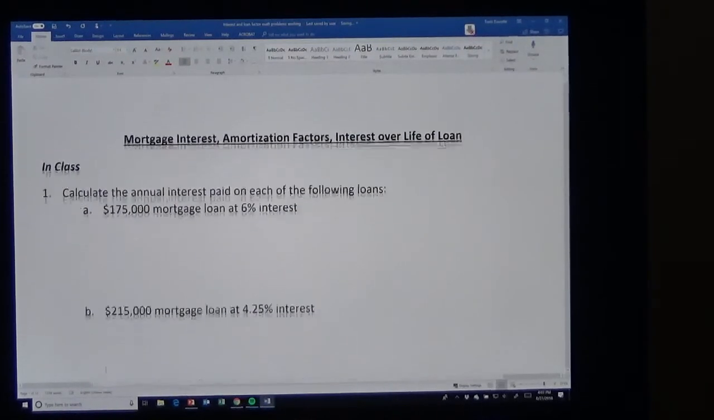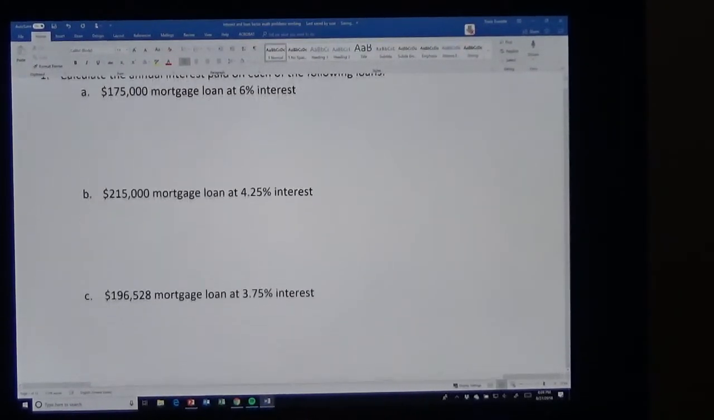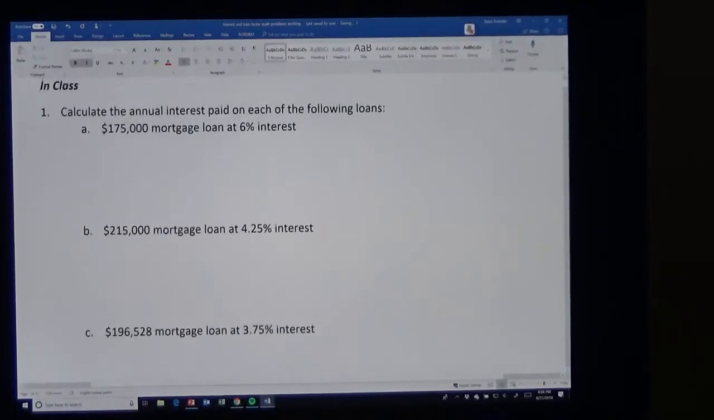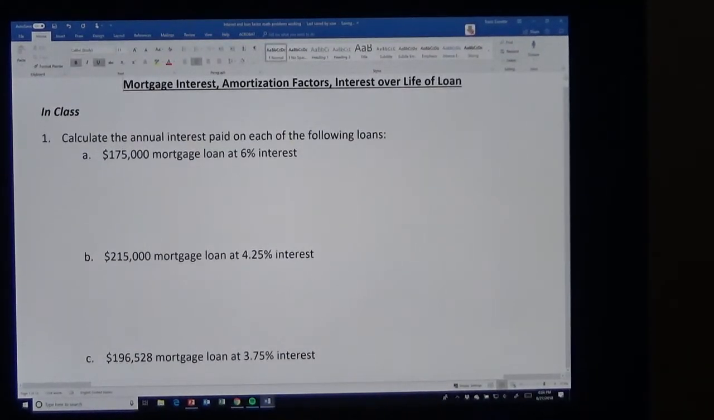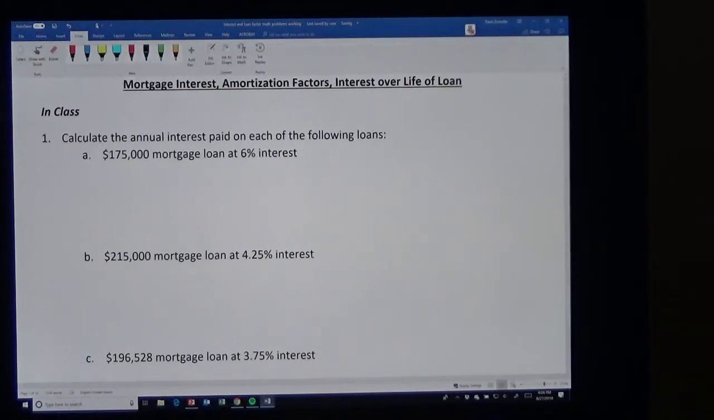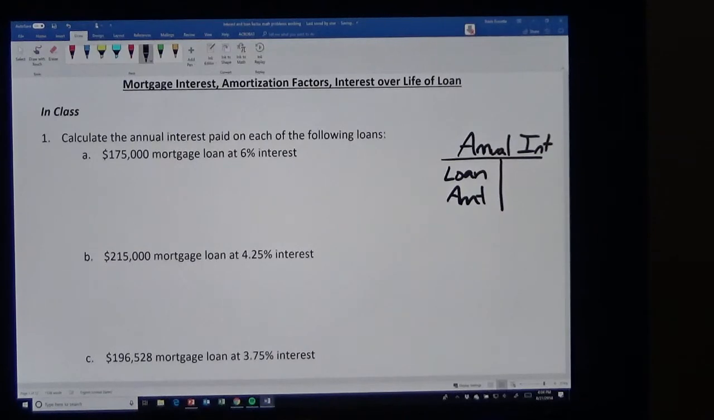So question number 1 is really straightforward and says we want to calculate the annual interest paid on each of the following loans. Well, if we look at our T-bar for interest, the T-bar looks like this. On the top we have annual interest, and then on the bottom of the T-bar we have the loan amount or principal amount, means the same thing, and the interest rate, the annual interest rate.